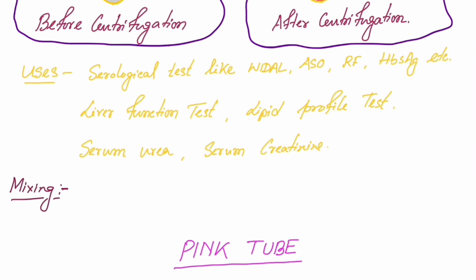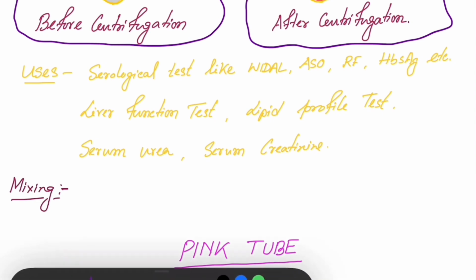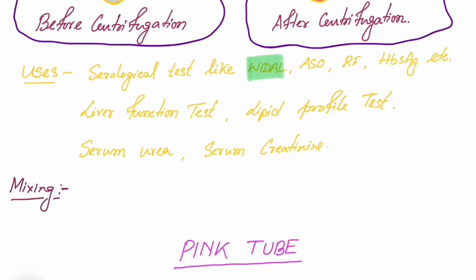Let's talk about the different uses of both these tubes. Uses are the same for red and SST tube. We can use these tubes in serological tests, like Widal, ASO, RF, HBsAg, etc. Widal is for detection of typhoid and paratyphoid. ASO is anti-streptolysin O. RF is rheumatoid factor. HBsAg is hepatitis B surface antigen, which is also known as Australian antigen.